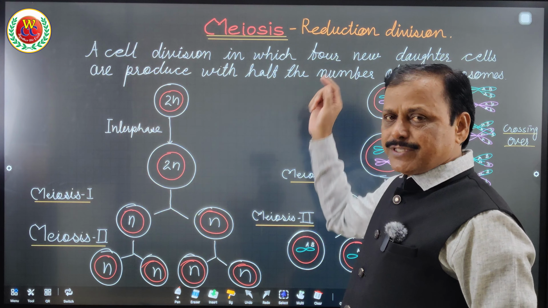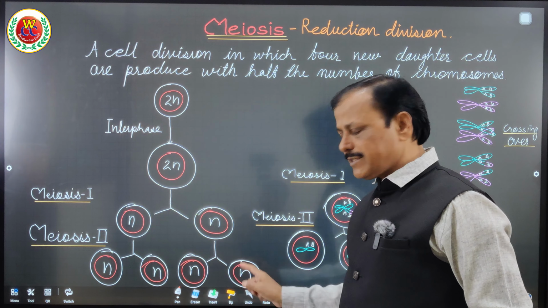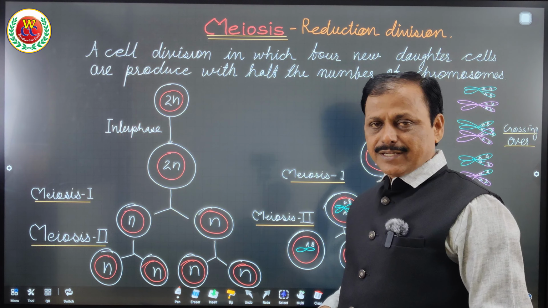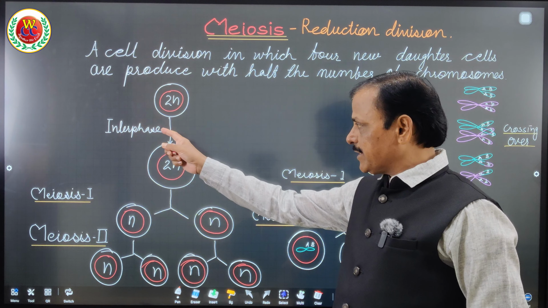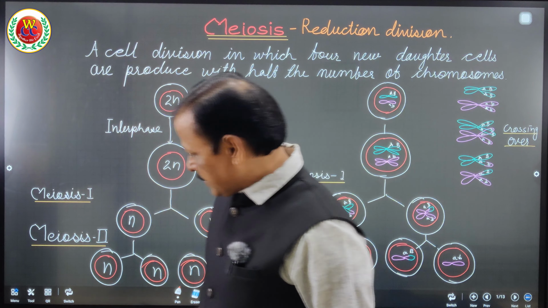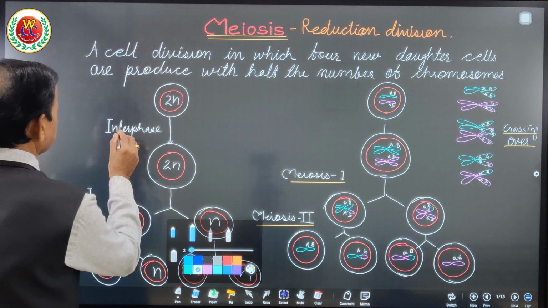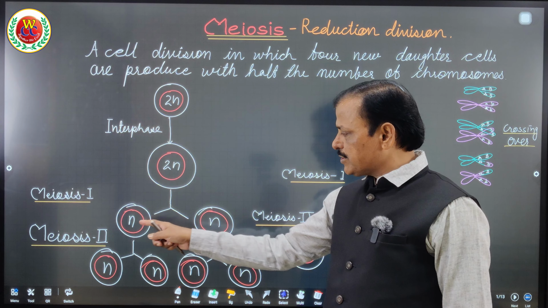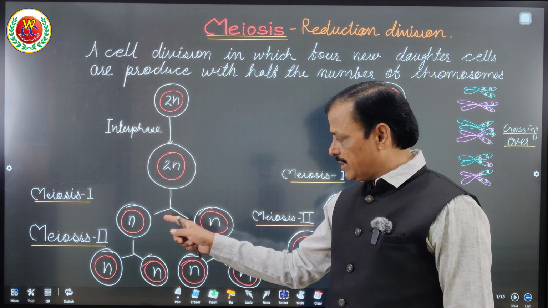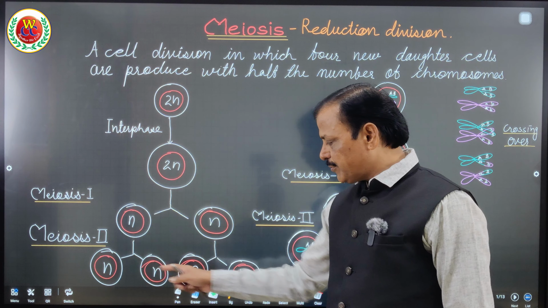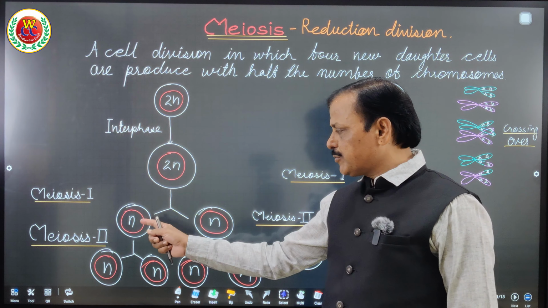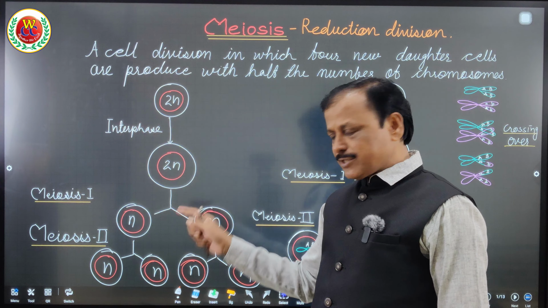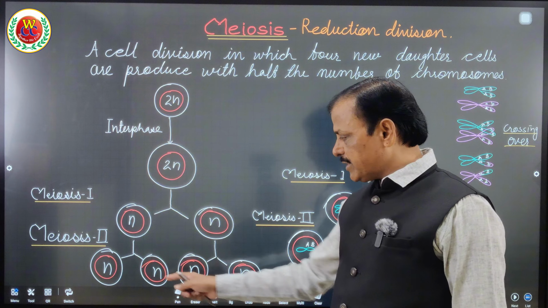Here, a cell division in which two or four new daughter cells are produced, which have half the number of chromosomes of the parental cell. See here, two sets of chromosomes. After interphase, that is with growth, the cell becomes enlarged in size with prominent nucleus and cytoplasm. It undergoes meiosis 1 where the number of chromosomes is reduced to its half. And later the second meiosis is mitotic. Therefore 4 cells are produced with the same number of chromosomes as the cells present after meiosis 1. So the parental cell has 2n, and the gametes or spores produced have a haploid set of chromosomes.